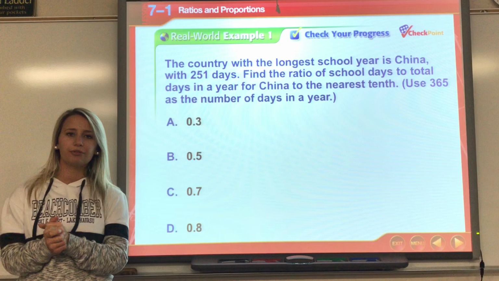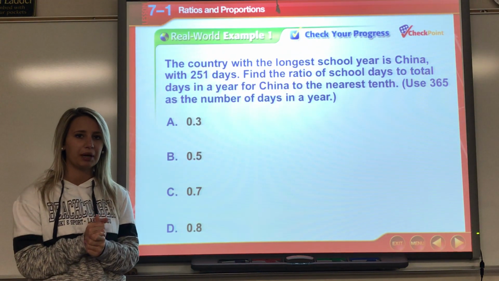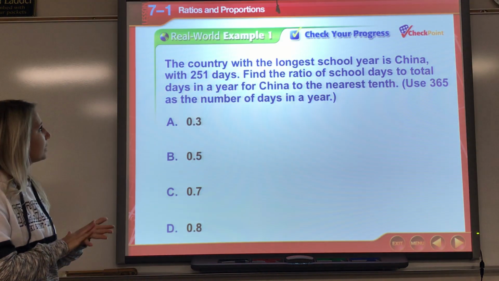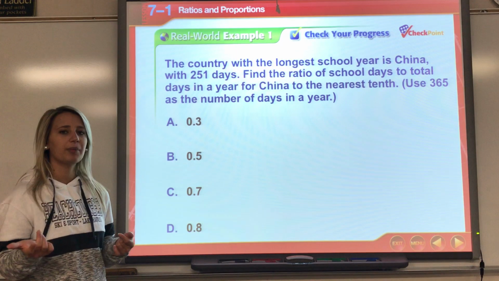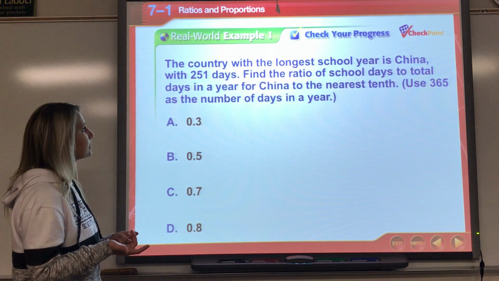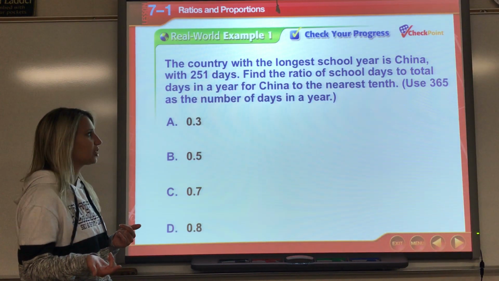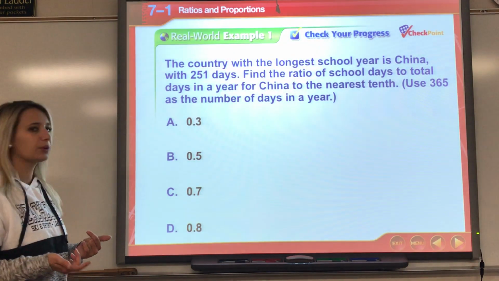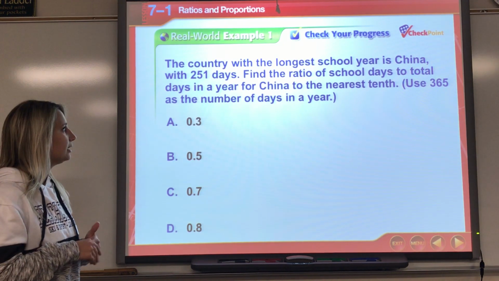All right, here's another one for you guys to try. Pause your videos for a second and do some math on the side piece of paper. Okay, so the country with the longest school year is China, and they have about 251 days. We have to find the ratio of school days to total days in a year for China to the nearest tenth. So we're using that 365 days out of the year. We're forgetting about leap year, okay?